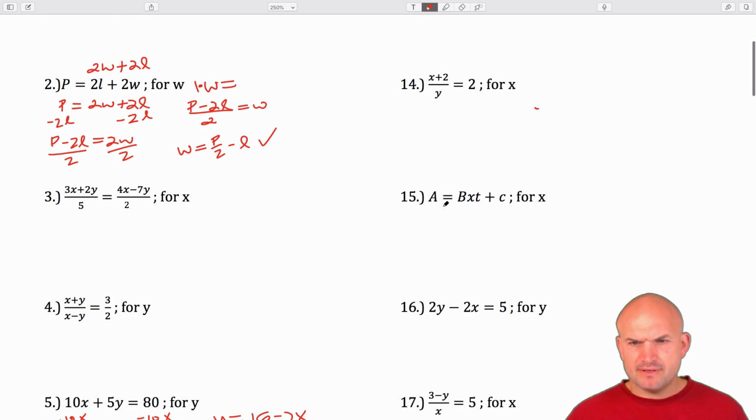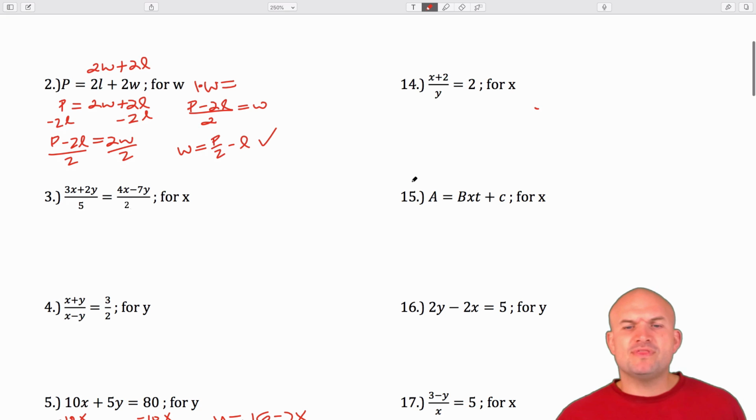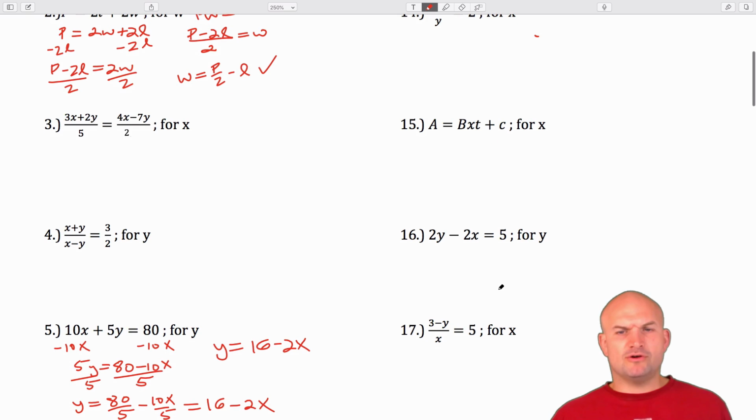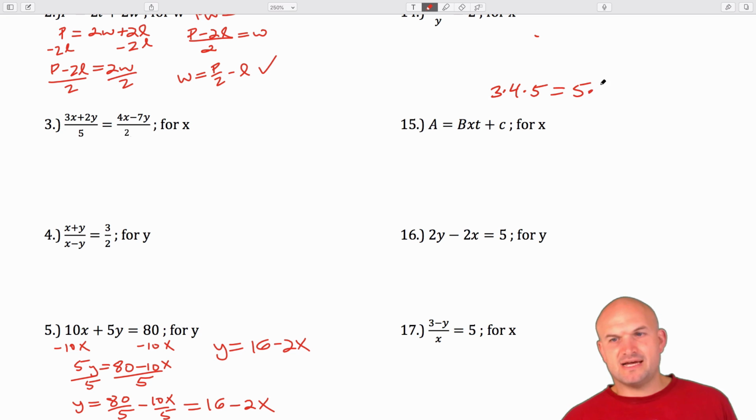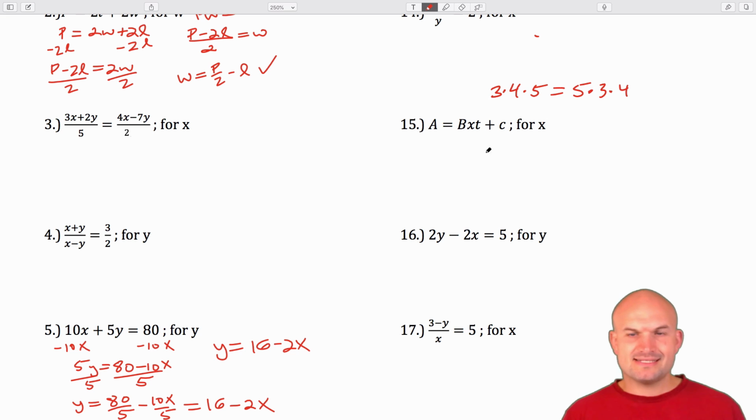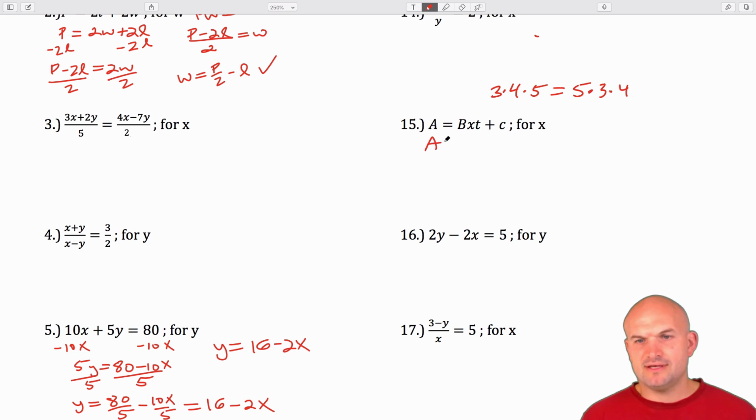Let's just come back to it. Okay, so this one, now we're kind of going back to a formula. And now we have a, b, x, t, and c, and we're solving for x. We have all these variables, but we need to solve for the variable in the middle. Just remember, 3 times 4 times 5 is the same thing as 5 times 3 times 4. The order doesn't matter. So if I don't like the x in the middle, then I'm just going to rewrite this expression. A is equal to, let's just do bt x plus c.